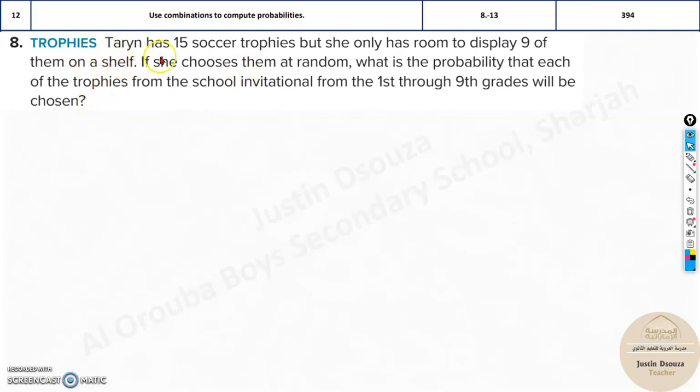First of all, Tareen has 15 soccer trophies, but she only has room to display 9 of them on a shelf. If she chooses them at random, what is the probability that each of the trophies from the school invitational, from first through ninth grade, will be chosen? So there are a total of 15 trophies. That is n, your total number. The selection is 9. That is r. Okay, 15 and 9.